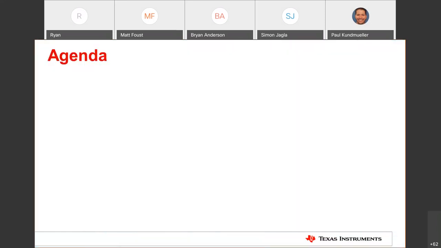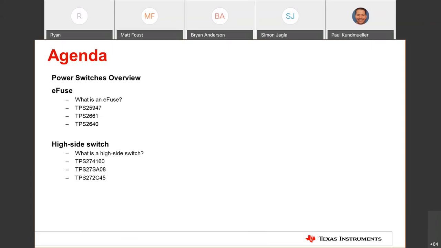Taking a look at our agenda today, we'll first start off with a brief introduction of the Power Switches portfolio. Then we'll go into eFuses and talk about what an eFuse is, as well as some of the new devices we have coming out for eFuses. Then we'll shift gears over to high-side switches, where we'll talk about what a high-side switch is and some of the new devices we have coming out for high-side switches. And then last but not least, we'll talk about some of the additional resources that are available on ti.com for you.